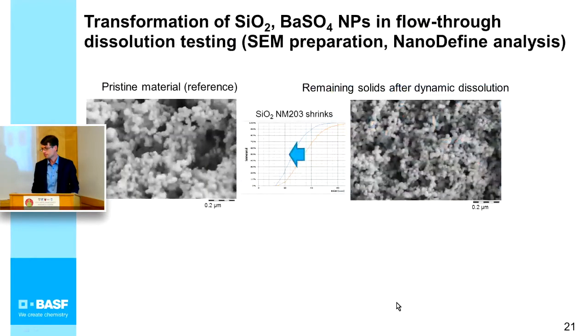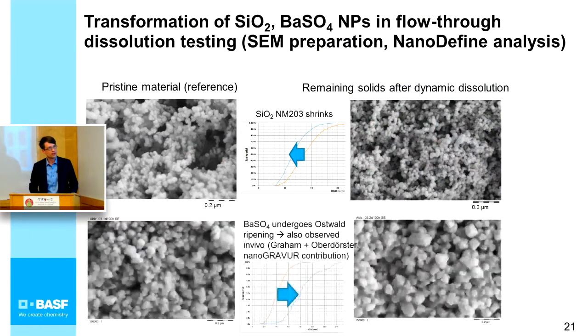But interestingly, these materials also change morphology. So this is a silica before and after the dissolution. And if you make an automated evaluation of the EM scan, you see that the size shrinks. That's kind of what you expect. The material is dissolved, it shrinks. For barium sulfide, this is not the case. The material grows. After dissolution, the particles have become larger. Small particles, high curvature areas have disappeared.